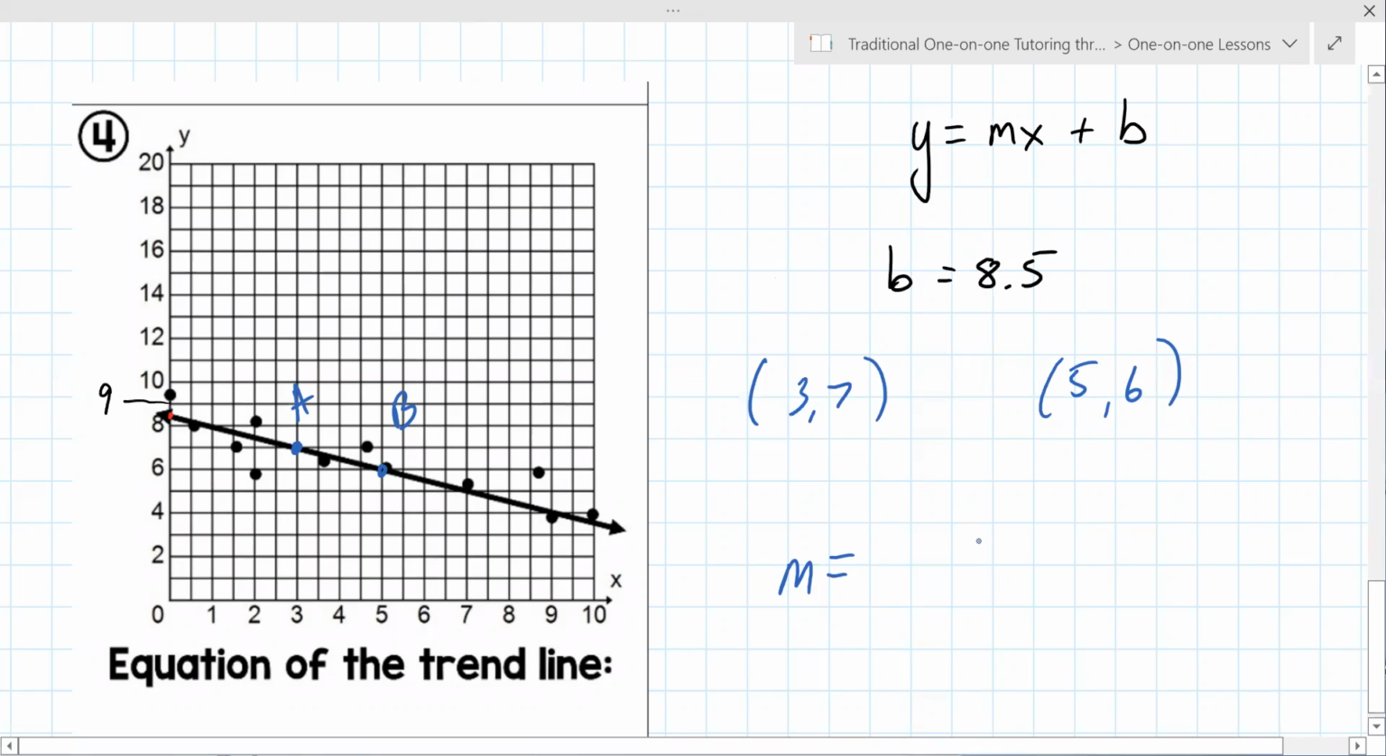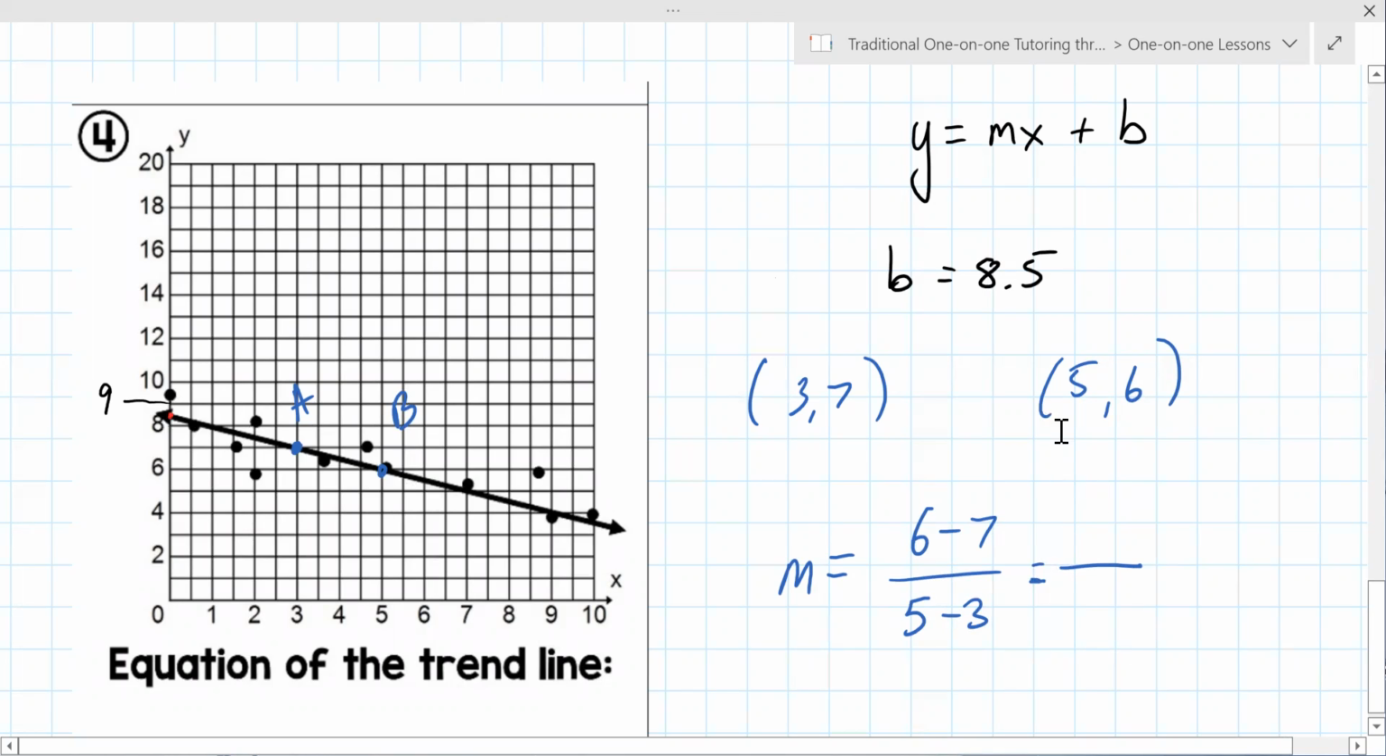1/2 or 1/2. Nope, nope, you said it right though. You said 6 minus 7, 5 minus 3. This is correct, but the next thing you told me is not. Try it one more time. The graph is going down and to the right. That means the slope is negative.